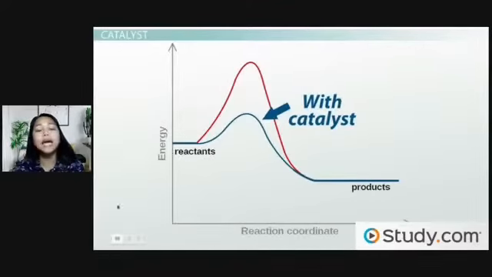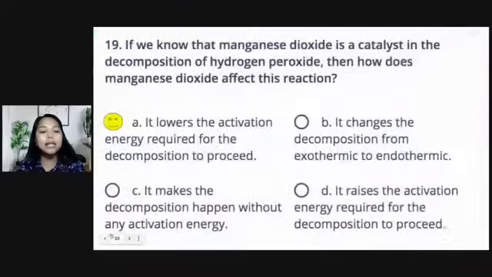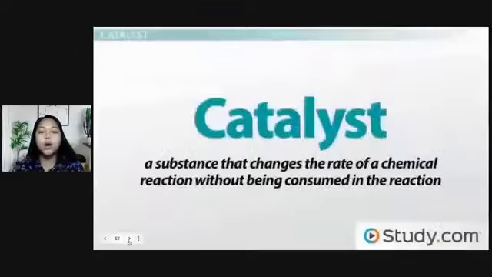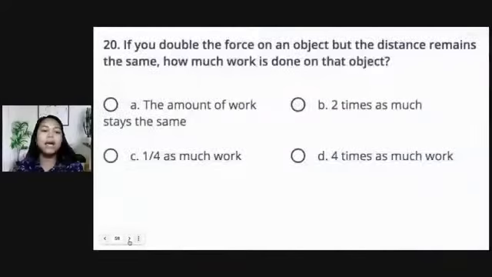Okay, so again, letter A po yung ating hinahanap. No? It lowers the activation energy required for the decomposition to proceed. That's the action of your catalyst, the action of your enzymes. Okay, so letter A.